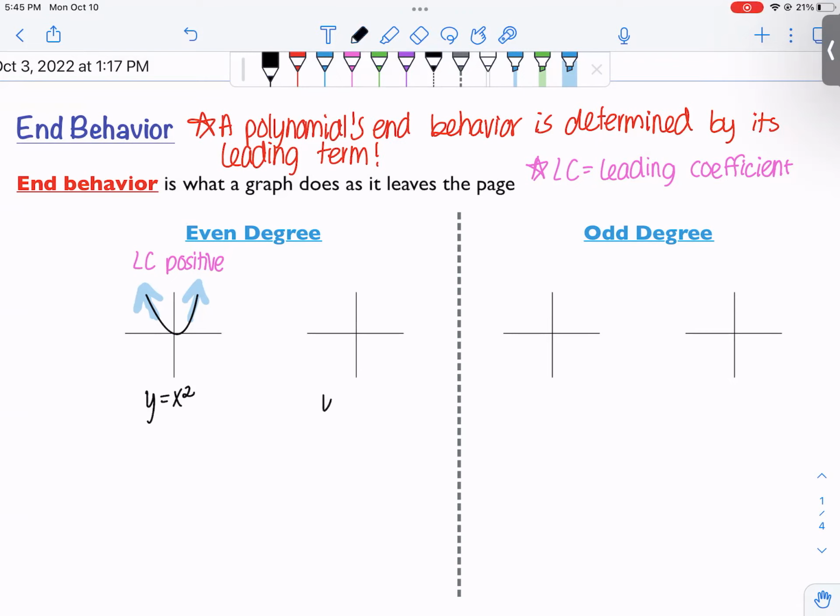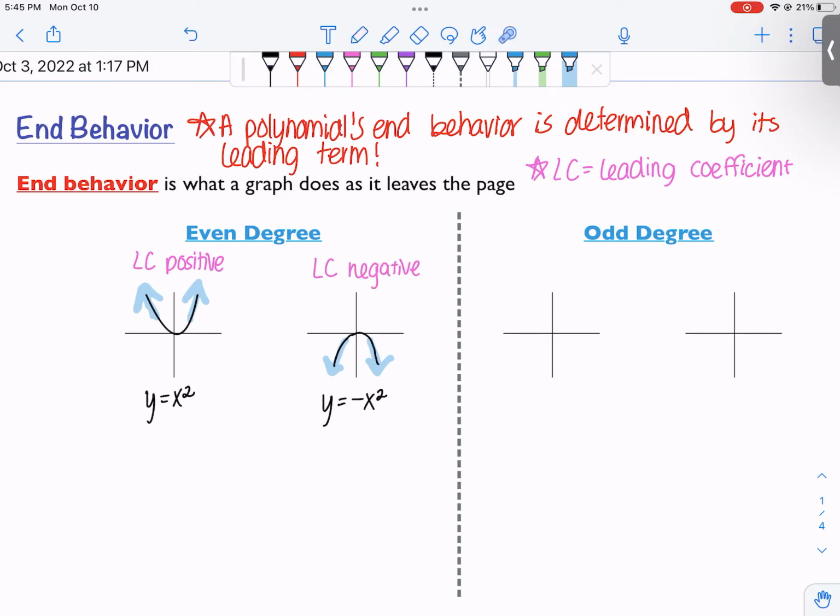If you think about the function y equals negative x squared, that's just this same function reflected about the x-axis. And for this function, it goes down in both directions. So as it leaves the page to the left, it's going down, and as it leaves the page to the right, it's going down. And this one had a negative leading coefficient.